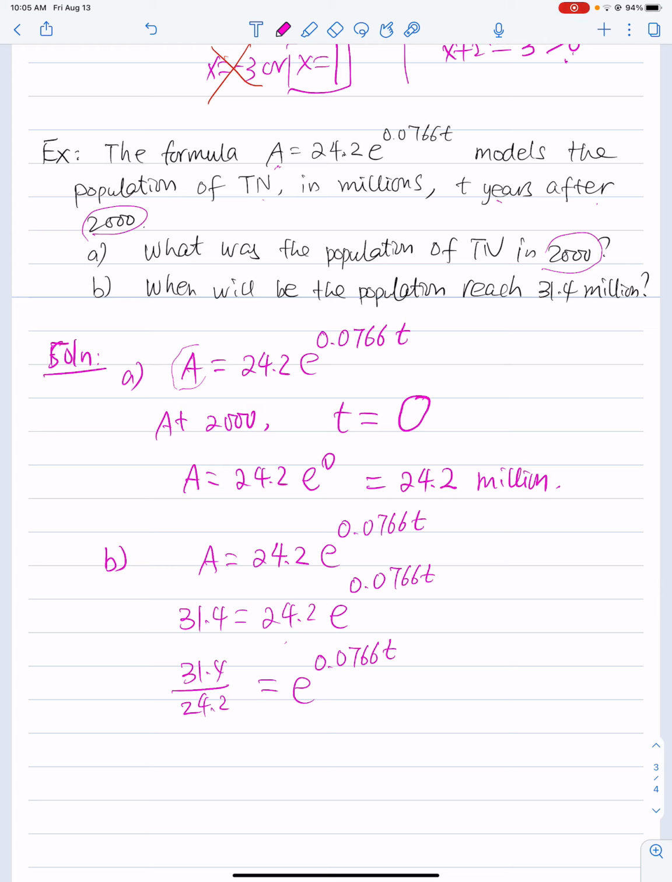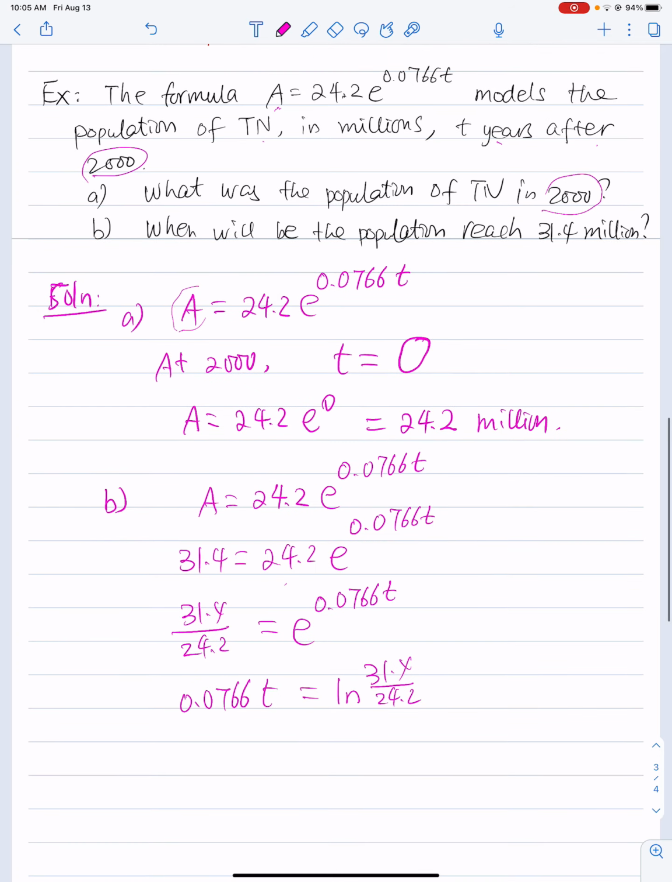Then how could we isolate this one again? We rewrite it into logarithm form. 0.0766t equals ln of 31.4 over 24.2. So what will be t? t is ln of 31.4 over 24.2, divided by 0.0766.